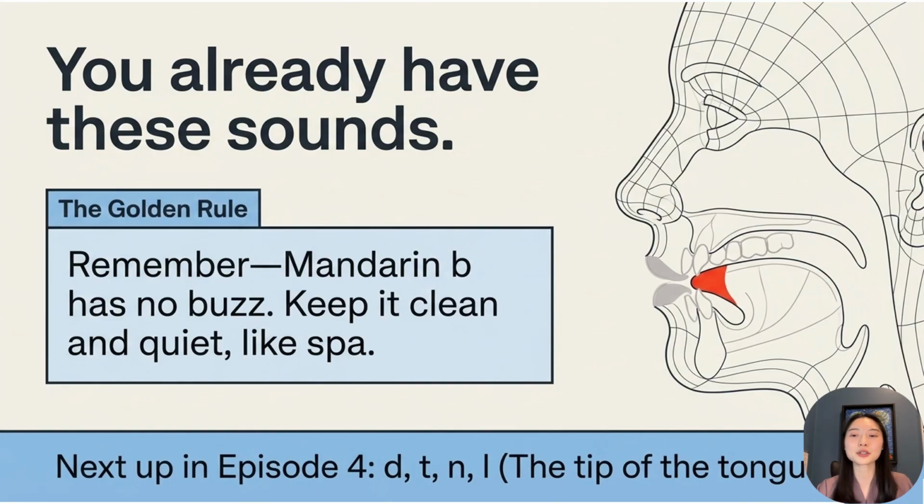In the next episode, we will look at 4 more initials: D, T, N, L. The sounds made with the tip of your tongue.